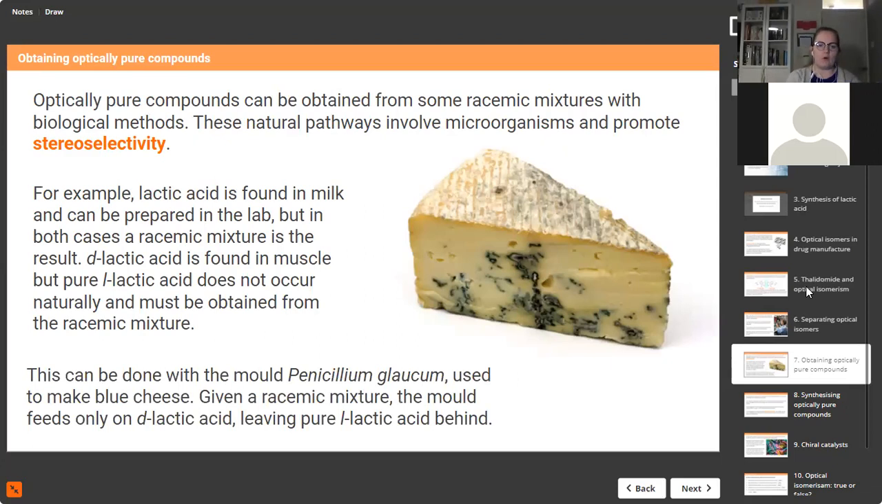So we can do this with the mold penicillin, and this makes blue cheese. Given a racemic mixture, the mold feeds only on D-lactic acid, leaving pure L-lactic acid behind. So that's a naturally biological way we can separate them, which is really, really cool. So we can use cheese, when we make the racemic mixture, to get rid of the D-lactic acid and leave the L-lactic acid behind. Naturally, our bodies don't make the L, so we want to get rid of the D.